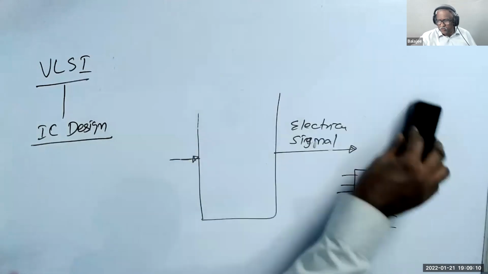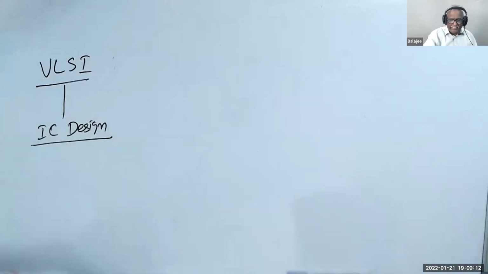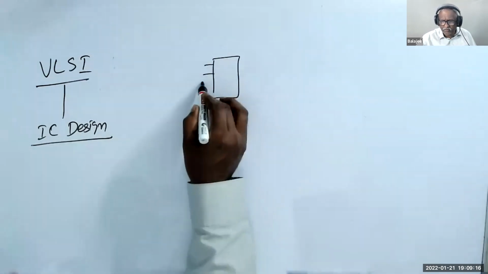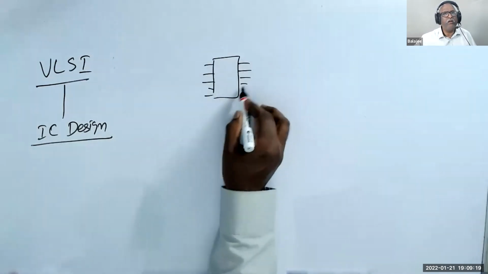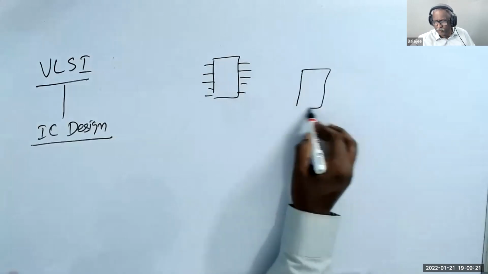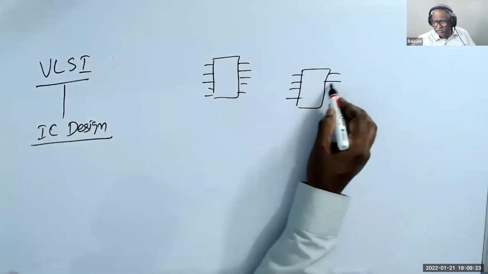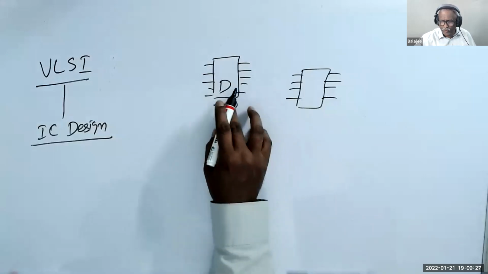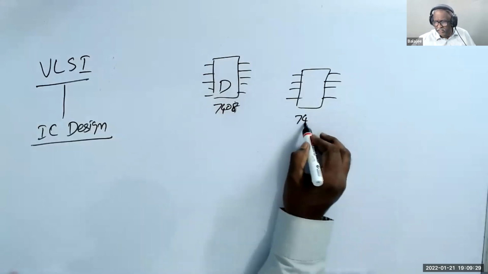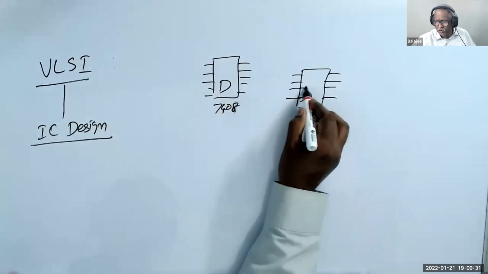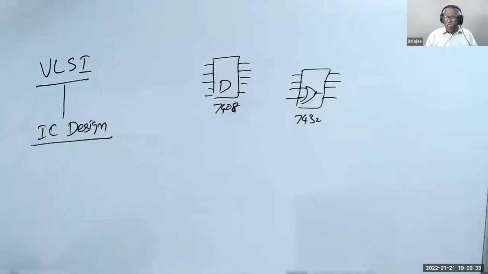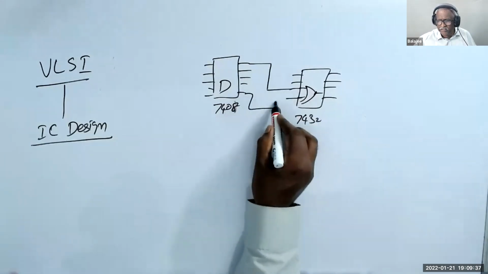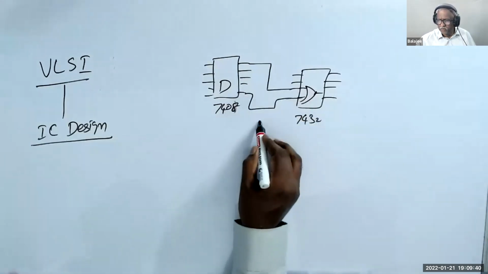Now, let us do one thing. Like IC design, I have ICs now. I have multiple ICs. Each IC does one function. You would have studied in college. One could be a 7408 AND gate, one could be a 7432 OR gate, like so many ICs. You will connect the ICs like this.